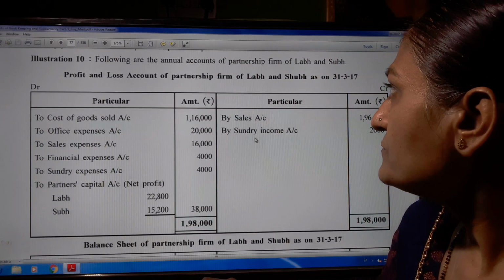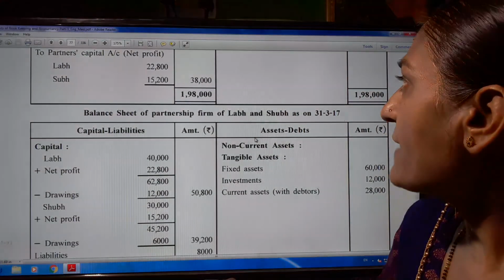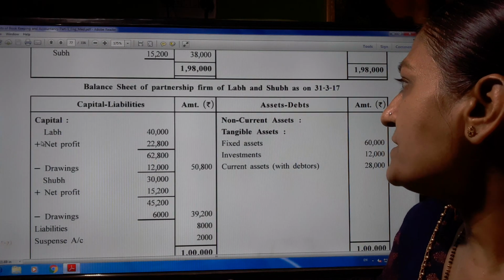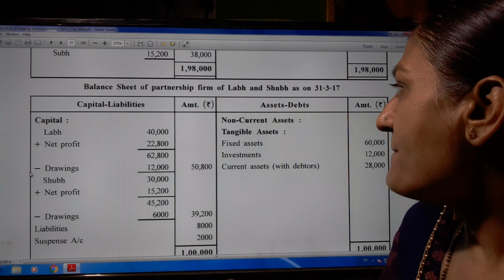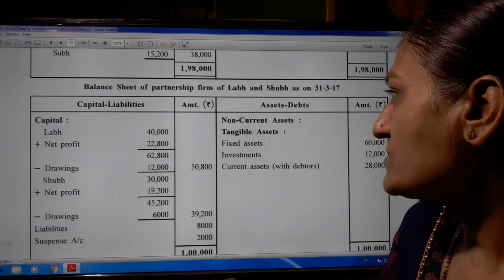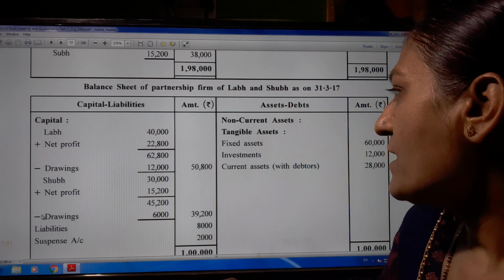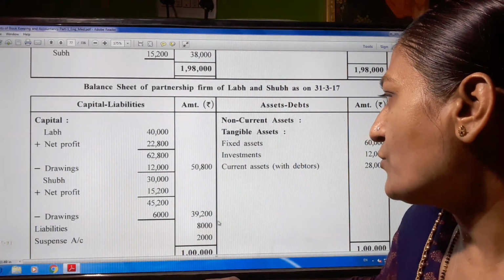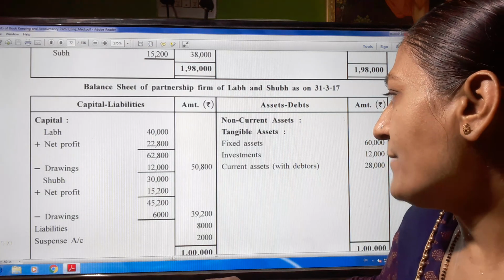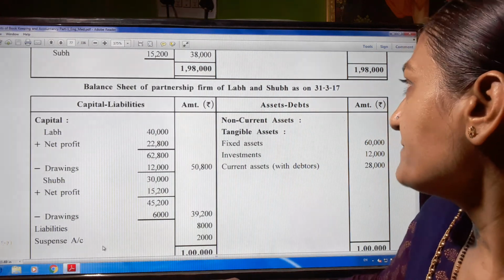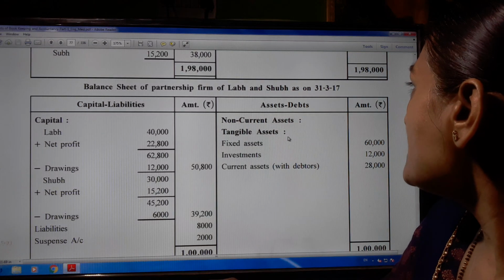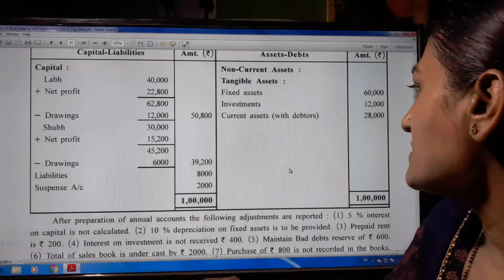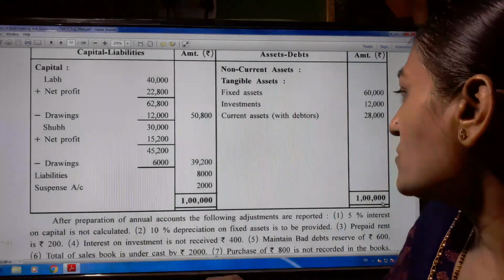Now, balance sheet of partnership firm of Labh and Shubh as on 31st March. Capital: Labh 40,000, plus net profit 22,800, minus drawing 12,000. Shubh 30,000 plus net profit 15,200, minus drawing, then 45,200 minus drawing 6,000, then outer column 39,200. Liability 8,000 and suspense account 2,000. Here non-current asset is not given. Tangible asset, fixed asset 60,000, investment 12,000 and current asset with debtors 28,000. Total of 1 lakh and here also 1 lakh.